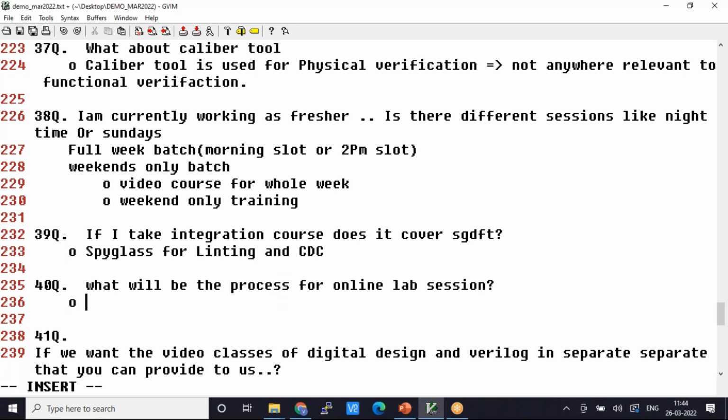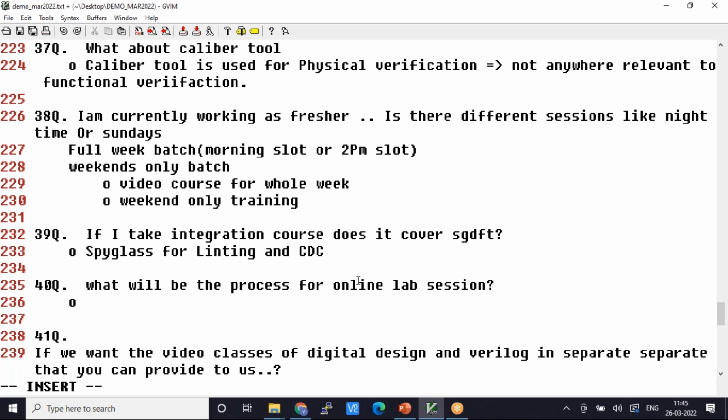Next, what will be the process for online lab sessions? It will be a live lab session. Let's say there are some participants here, I can make any of you the presenter. I can click and make you the presenter. Whatever doubt you have, you can tell the trainer orally, and he will make you the presenter. He can take control of your screen, or look at your screen and tell you what mistake you are making, and provide whatever support you require. This is how the online lab session will happen.